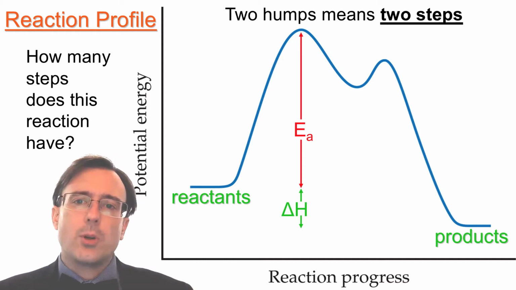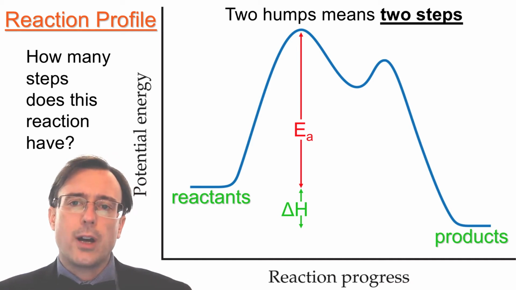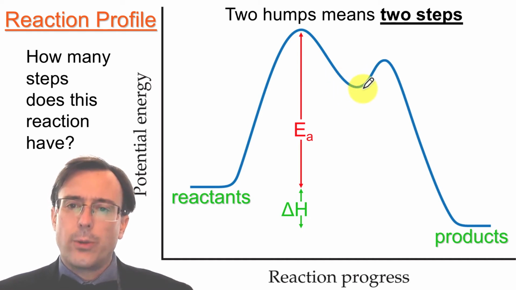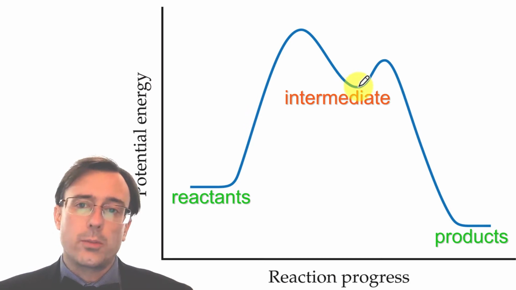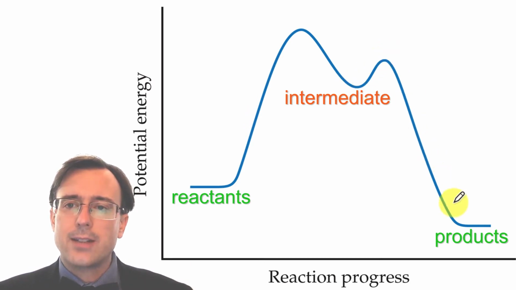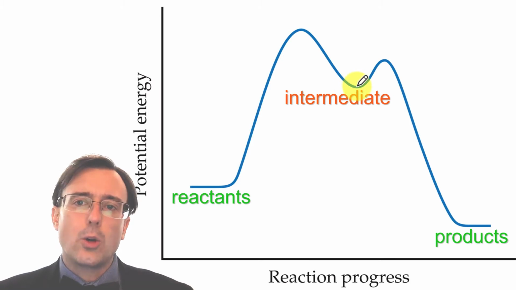Now let's go ahead and label a couple other things on this reaction profile right here. First of all, let's think about this. What is this local minimum right here? Well, that's going to be an intermediate for the reaction. So here's your step 1, and after step 1, you have an intermediate formed, one or more intermediates. And then here's your second step. And so you can see that this local minimum right here corresponds to an intermediate.